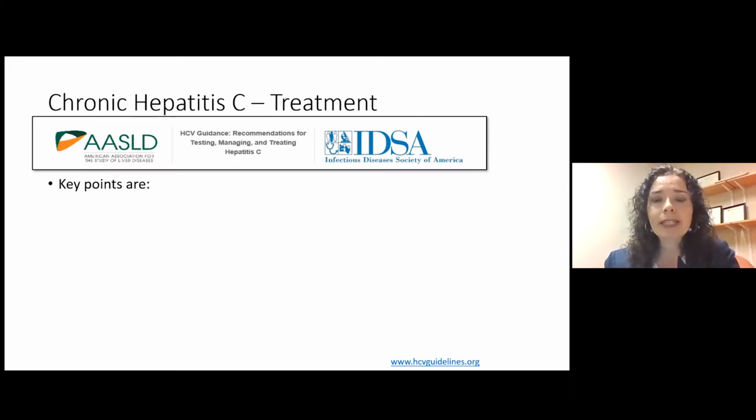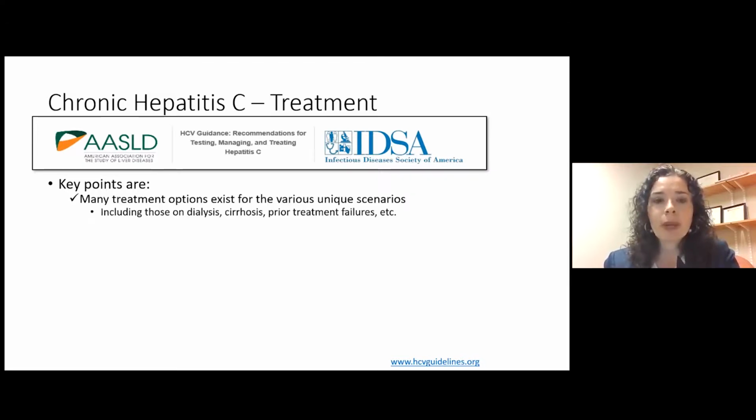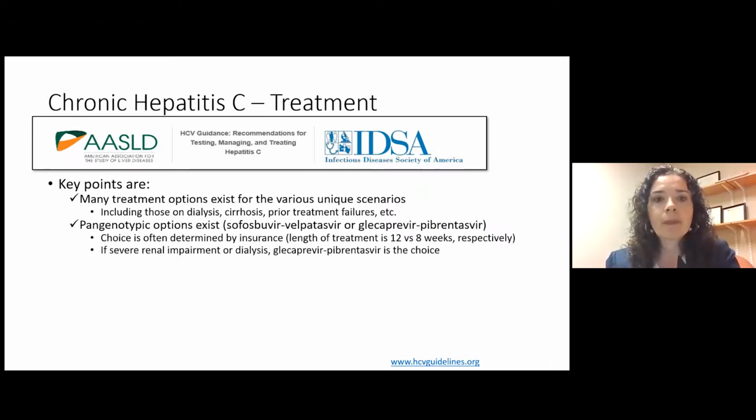In chronic hepatitis C, again, I reference the HCV guidelines. Key points that I want to highlight are that there are many treatment options that exist for a variety of unique scenarios, including dialysis, patients with cirrhosis, and those who have had prior treatment and did not succeed in attaining SVR, etc. There are pan-genotypic options, meaning you can use one drug to treat any genotype, and those to highlight are sofosbuvir-velpatasvir, or glecaprevir-pibrentasvir.